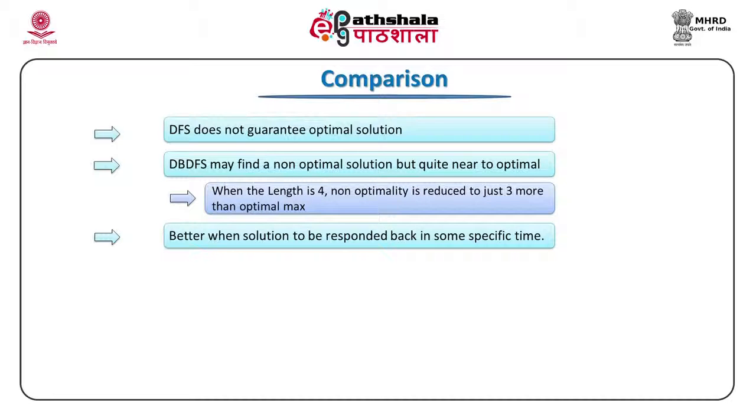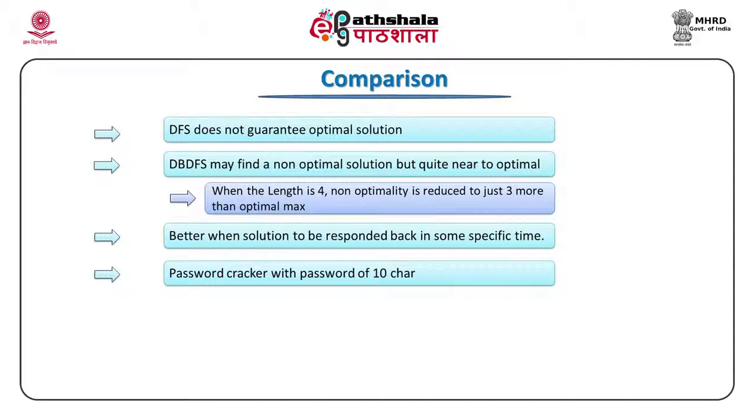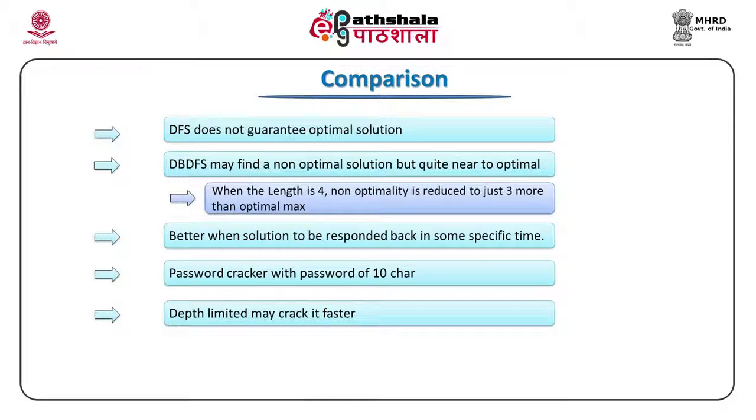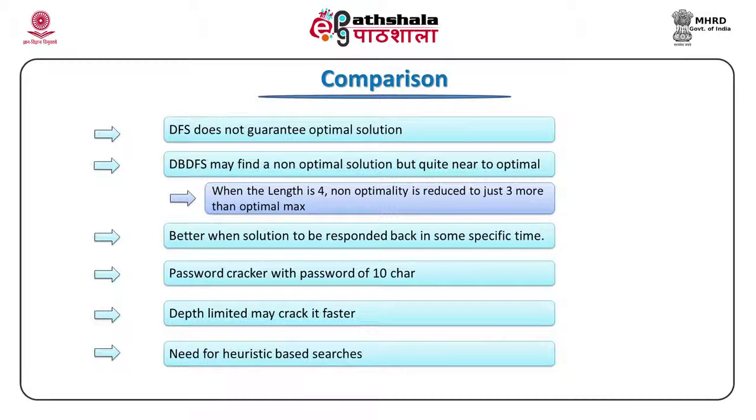Suppose, and this is a real world example, you want to write a password cracker, and what you are doing is just checking each password. If you try depth first search, you probably will not get it, but if you try depth bound search, and there is a password of 4 or 5 characters, you will probably be able to crack it better, because otherwise it takes much more time. And obviously this clearly indicates that we need heuristic based searches.